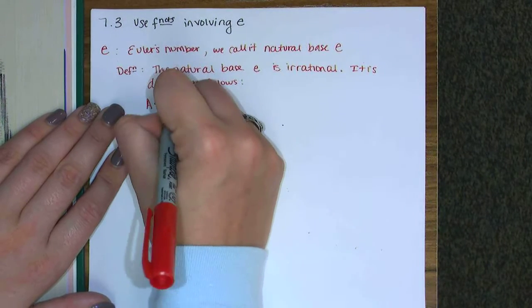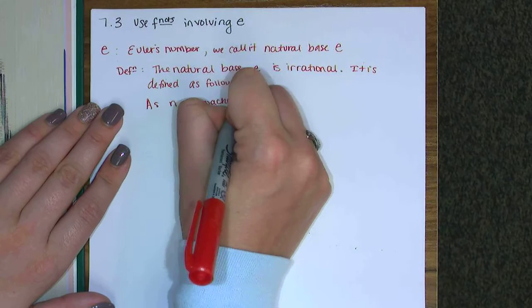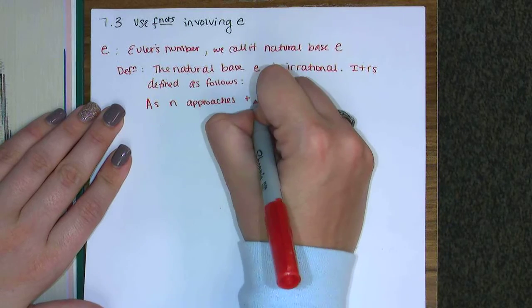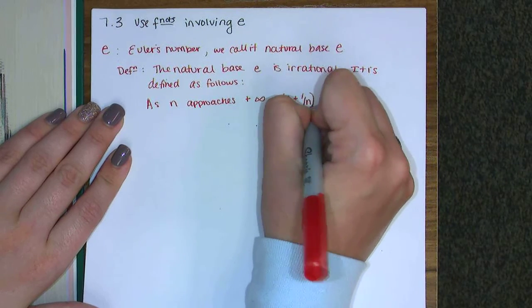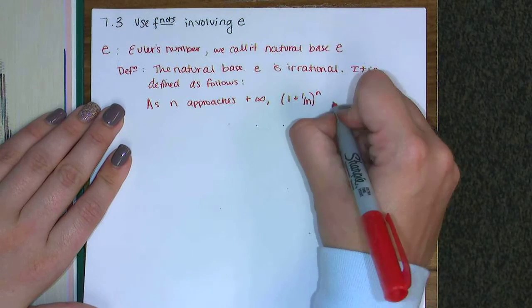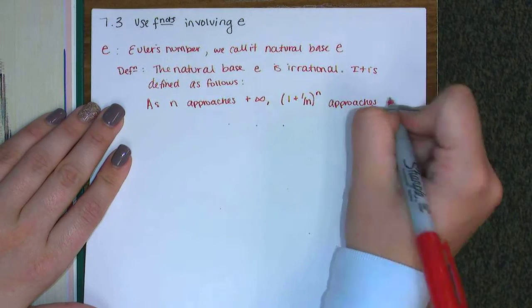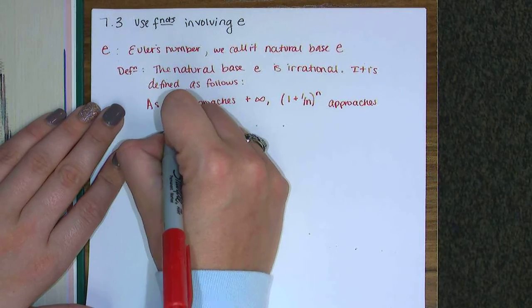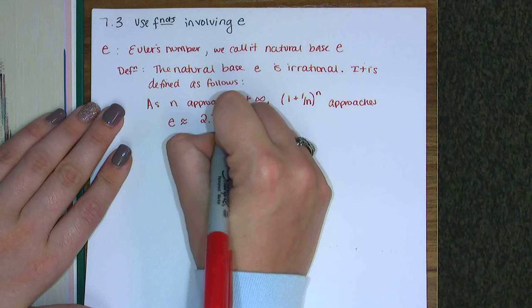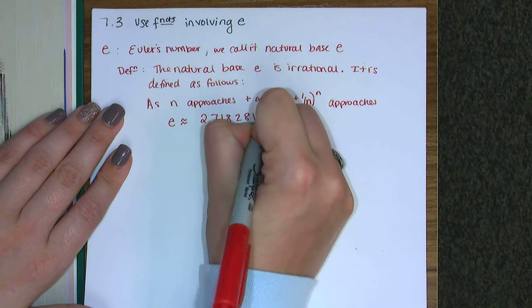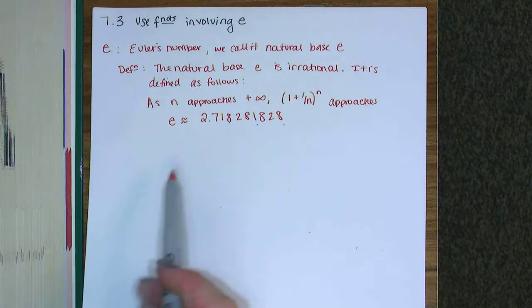As n approaches positive infinity, 1 plus 1 over n, raised to the n, approaches e, which is approximately 2.718281828.